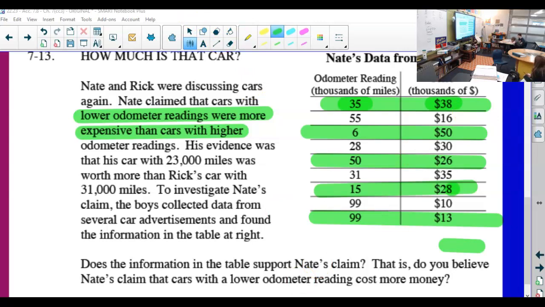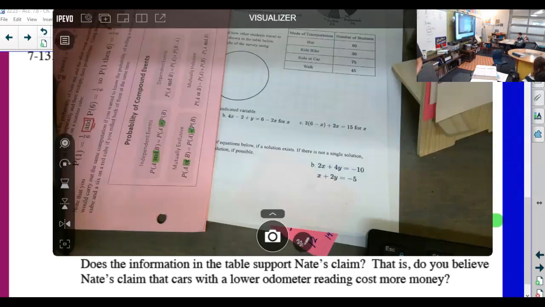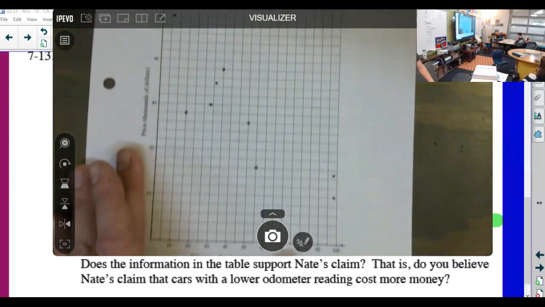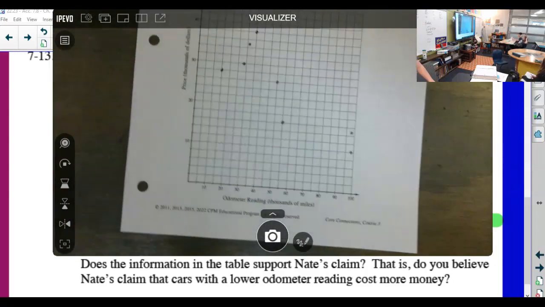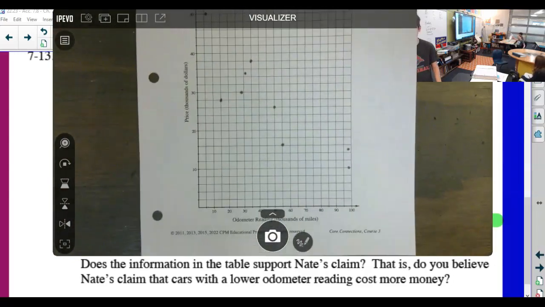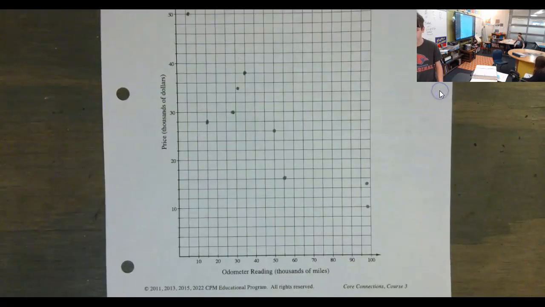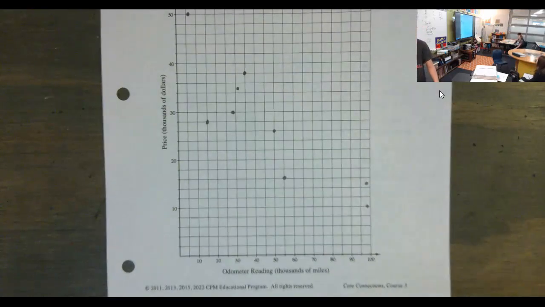Does anyone like their scatter plot well enough that you want to share it with the class? Ooh, Owen does. Bring it on up, Owen. Now, interesting. If Nate and Rick's conversation was completely true, I feel like this scatter plot would look different.